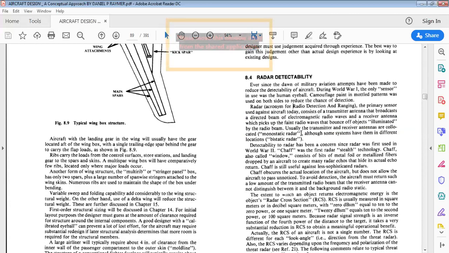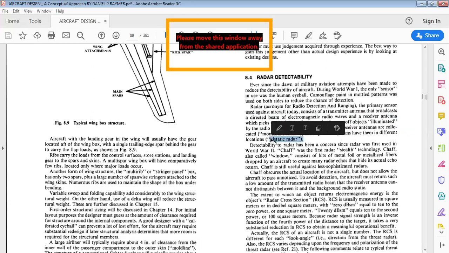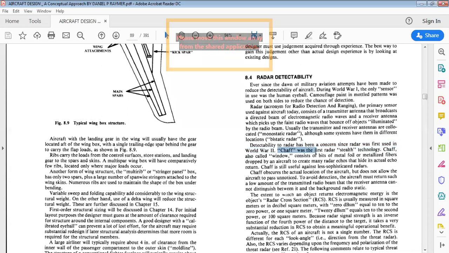We also have different types of radar, depending on how the transmitter and receiver antennas are located. With one single position, it is called monostatic radar, although some systems have them in different locations. They are called bistatic radar. Detectability to radar has been a concern since radar was first used in World War II, and chaff was the first radar countermeasure. You can remember that. And stealth technology: what is stealth technology? Stealth technology is a technology where the aircraft will not be detected by the radar.